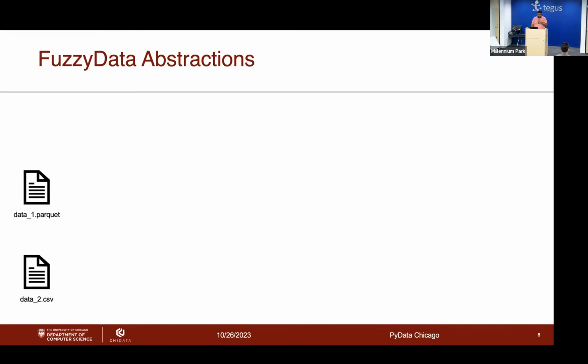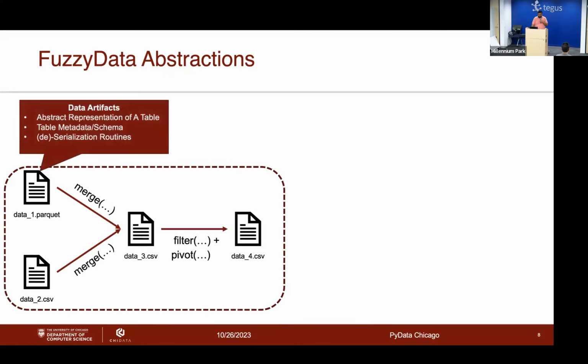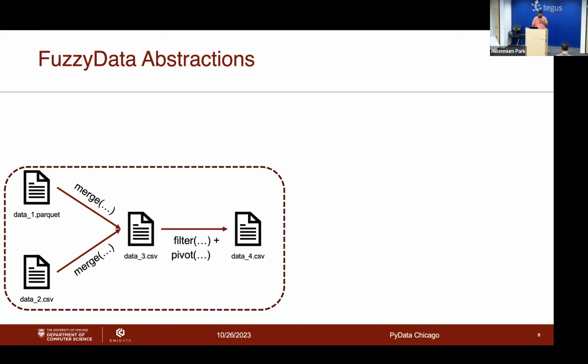So the idea is you should be able to take a typical data frame workflow. Maybe you have a Parquet file and a CSV file that you've decided to load, and then you merge them into a single data frame based on some key. And then maybe you do some kind of row filtering followed by a pivot, and then you get a data frame that is useful for you to then pass on to a machine learning system, right? So we've abstracted the notion of this by calling this a fuzzydata workflow.